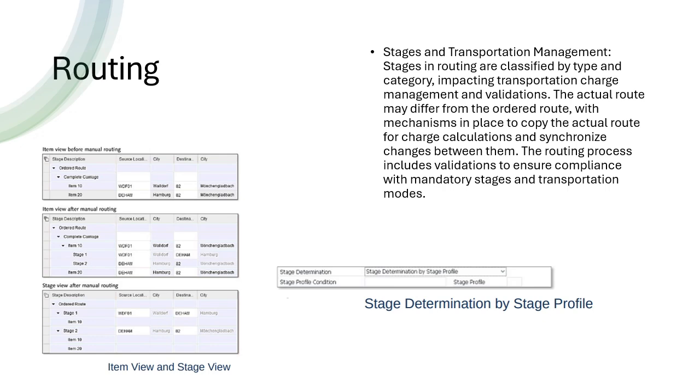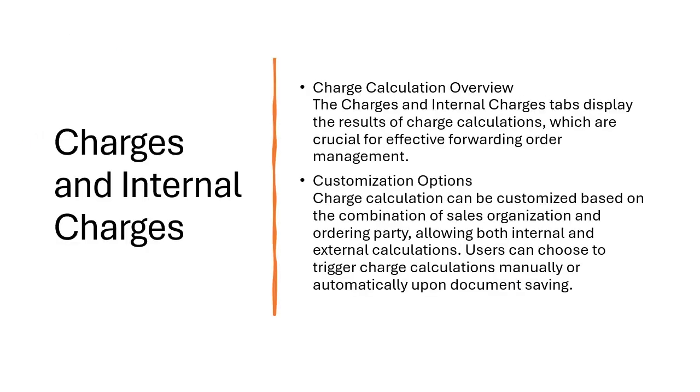So unlike stage determination by movement type, which offers a fixed setup, stage profiles provide flexibility by allowing different stages to be assigned based on the forwarding order type. So this flexibility allows stage profiles to be customized or set by condition based on the specific forwarding order data. And next is the charge and internal charges.